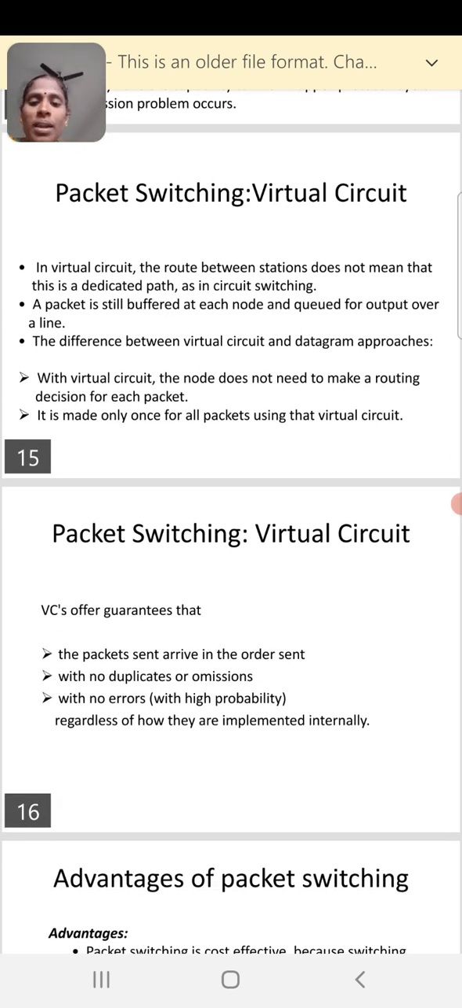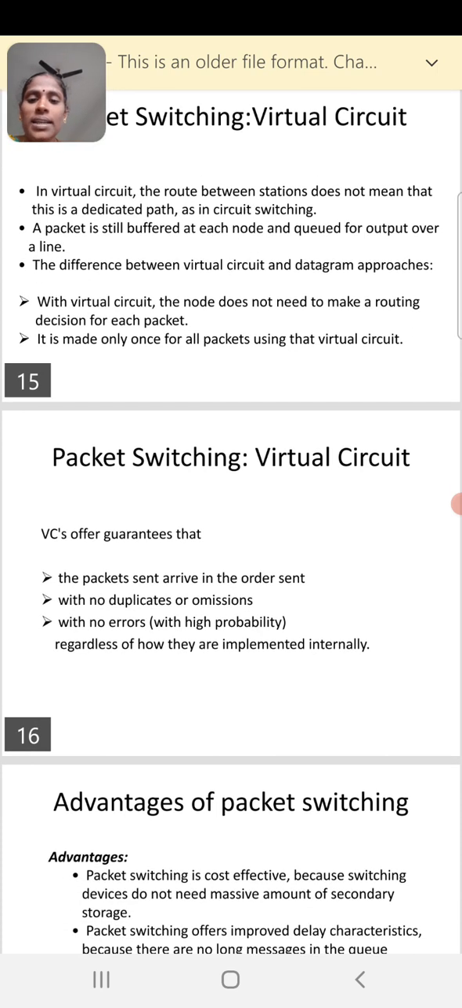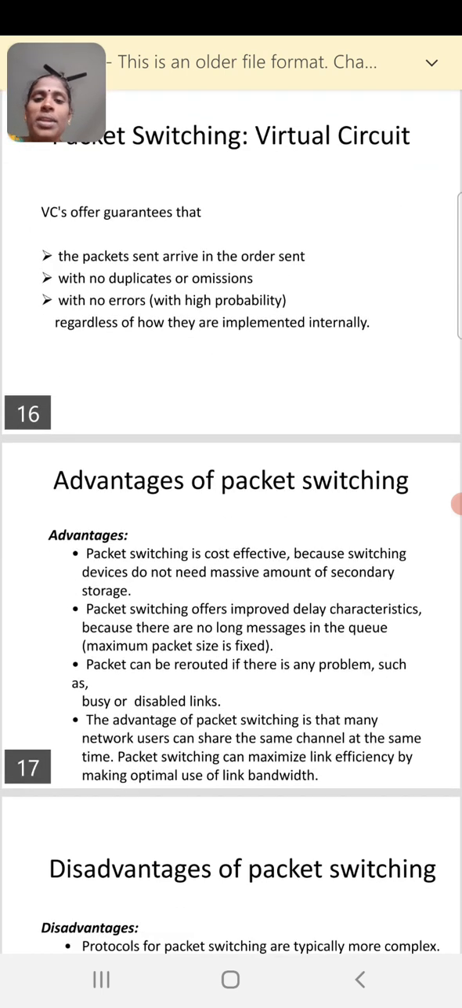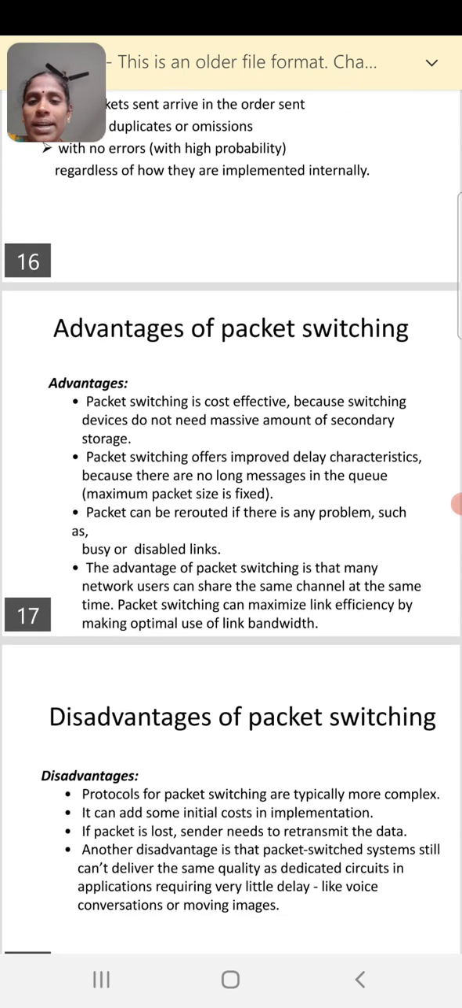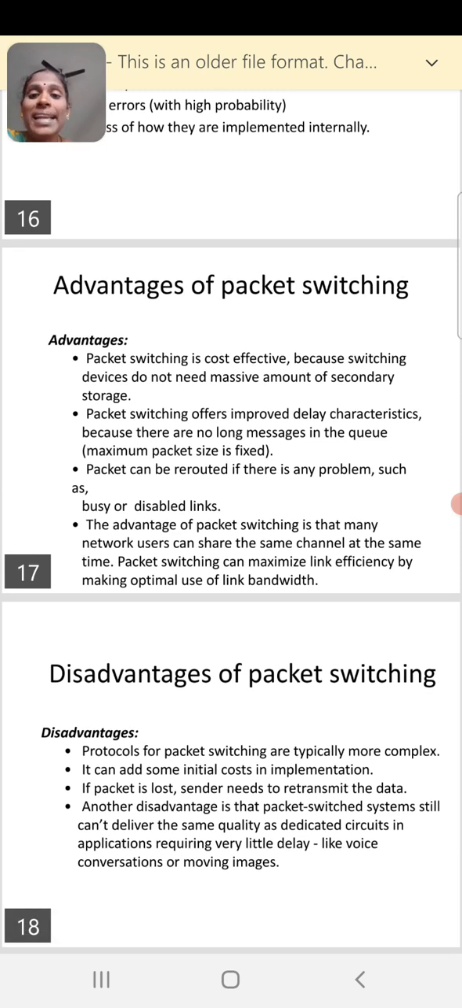Packets arrive in the order sent, with no duplications or omissions, with no errors, with high probability, regardless of how they are implemented internally. Packet switching advantages: packet switching is cost effective because switching devices do not need massive amounts of secondary storage. Disabled links can be bypassed, which is another advantage of packet switching. Packet switching can maximize link efficiency by making optimal use of link bandwidth.